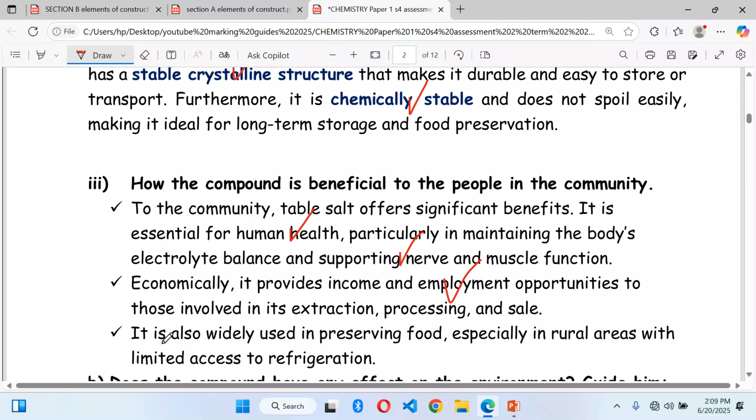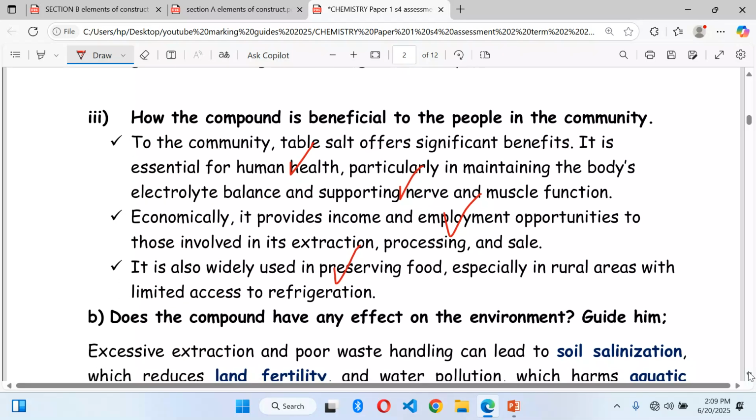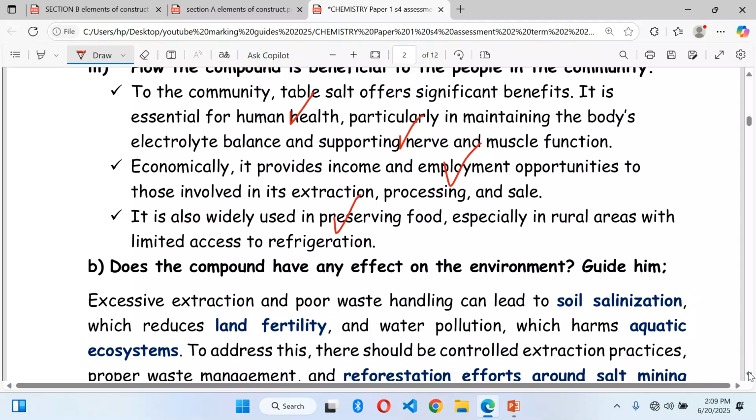Then we have, it is also widely used in preserving food, especially in rural areas with limited access to refrigeration. So you can see here we have given 4 points, but you said you can have only 1 point for the benefits. Now, part B is saying, does the compound have any effect on the environment?